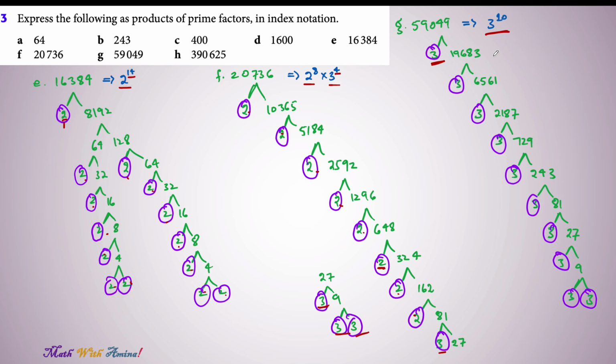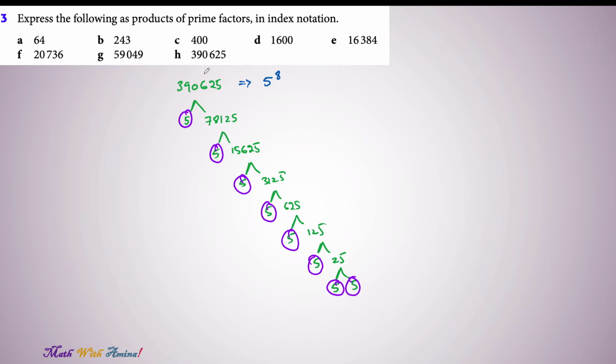Then the last part, we have different questions. Yeah, I think we have covered all of it. Just the last part is remaining. 390,625. So this number, we expressed it as a product of prime numbers or prime factors. Then using the tree diagram, we identify the prime numbers.